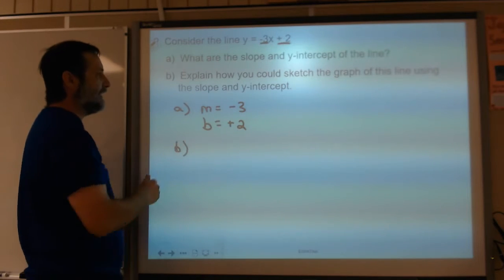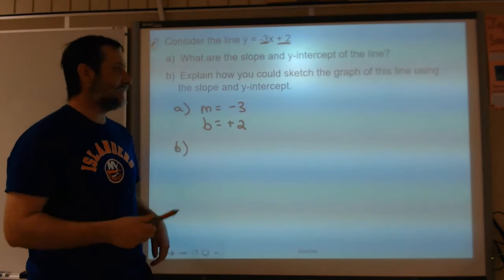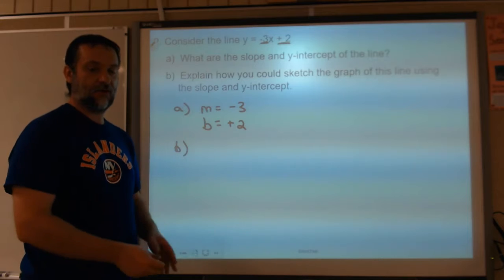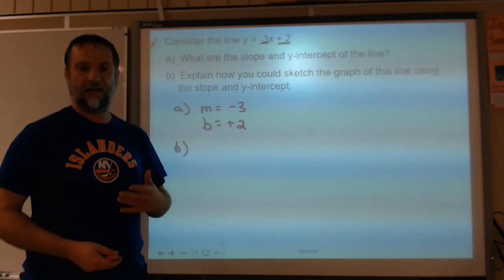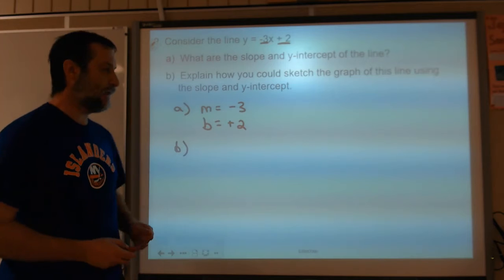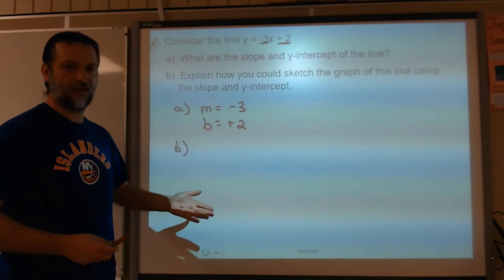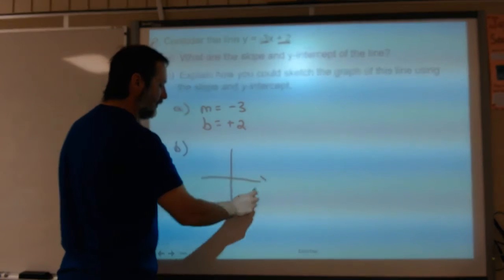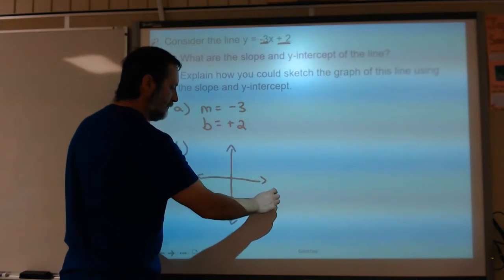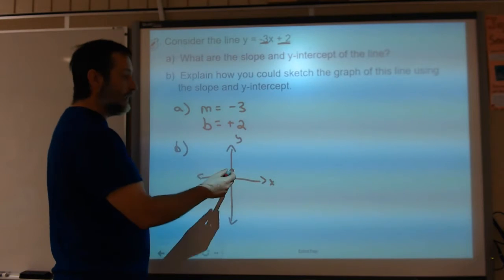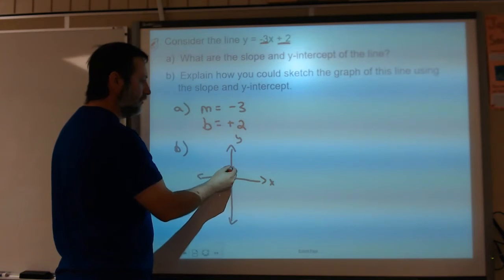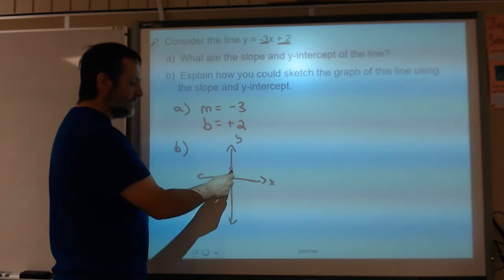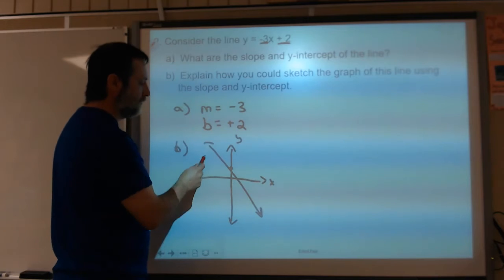Part B of the question is asking me, explain how you could sketch the graph of the line. Again, this is going to be up to you to explain how you want to. The textbook should have an explanation of how they would do it, and that should help you with completing the actual assignment. Basically, I'm just going to write down something. I am going to start with a properly labeled XY graph. I'm going to find my y-intercept, so I'm going to find my plus 2, and I'm going to apply the appropriate slope to it. This is a negative 3, so it's going to go down. So it's going to end up something resembling this.